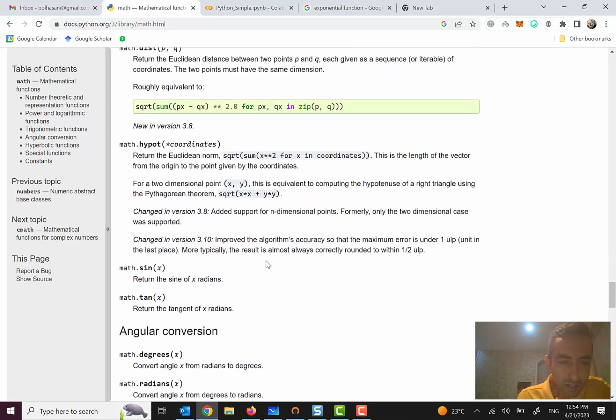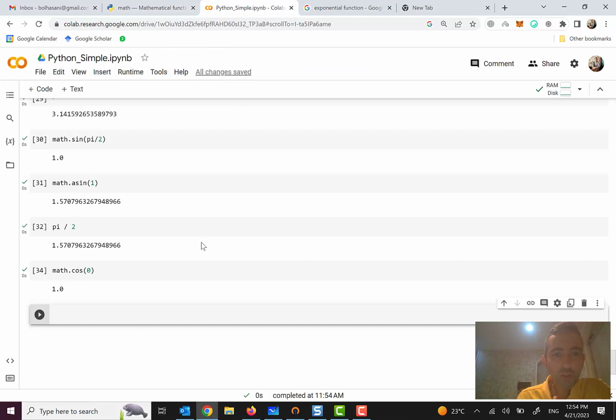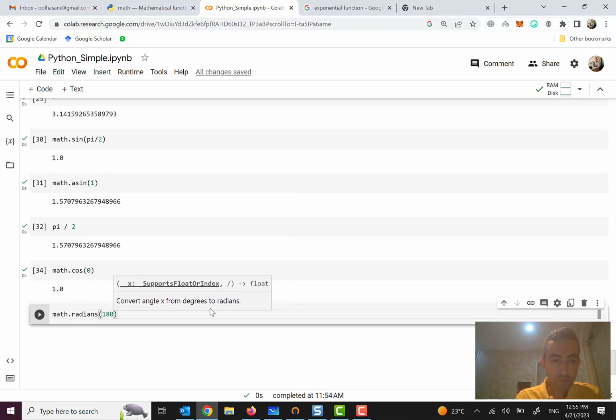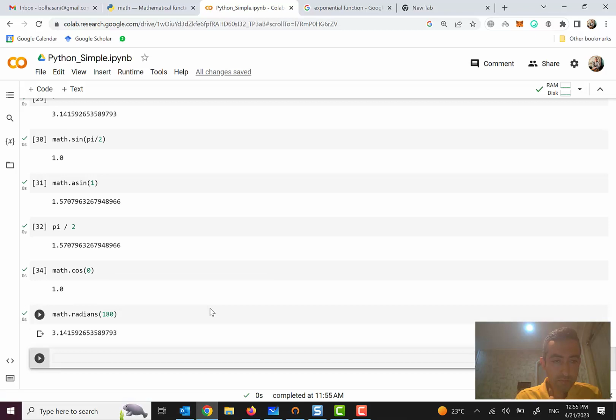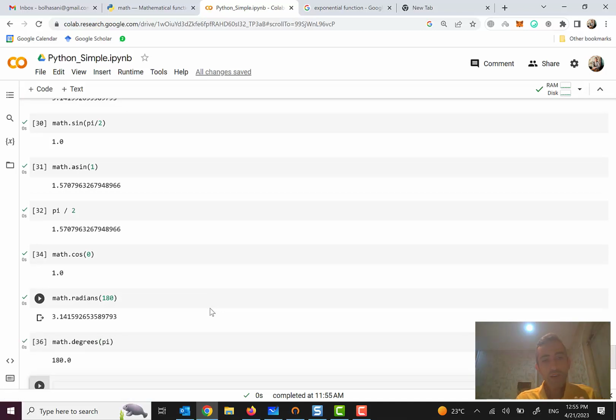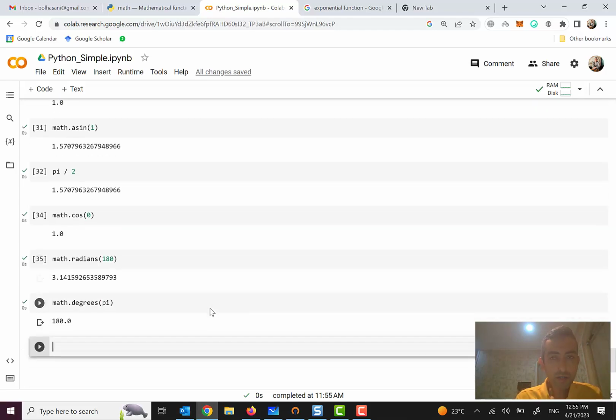One good function that I see here is degrees and radians. When you want to convert radians to degrees or degrees to radians, you can write like this: math.radians(180). It will give us the radians of this degree value, and this is right. And math.degrees, for example of pi. Yeah, that's right. So math.radians returns the radians of a degree, and math.degrees returns the degrees of a radian value.